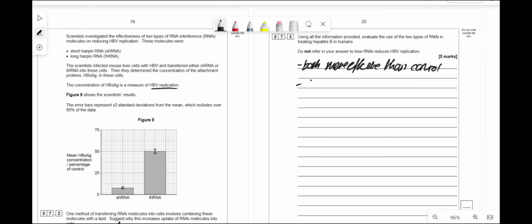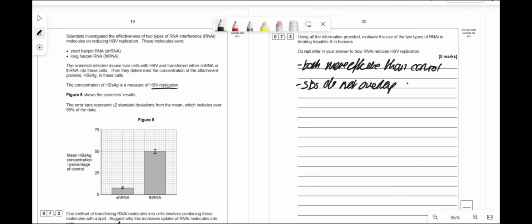Now we need to look at everything else that's going on here. So we've got the standard deviations. The standard deviations do not overlap. Now if you've watched my videos, you'll know that I go absolutely mad when somebody says, oh, therefore the results are significant. It doesn't mean anything. You need to say what the results mean.